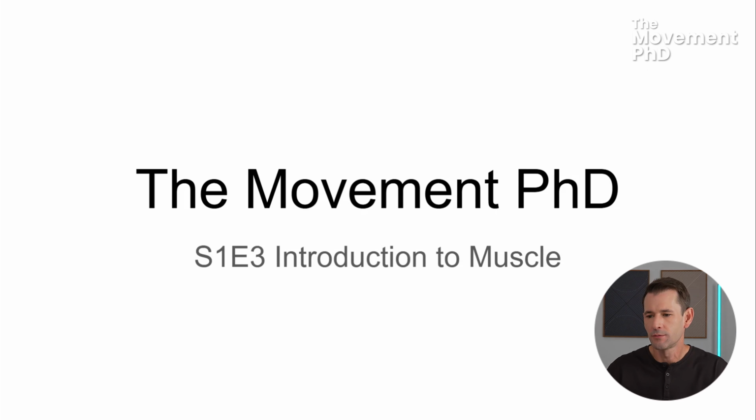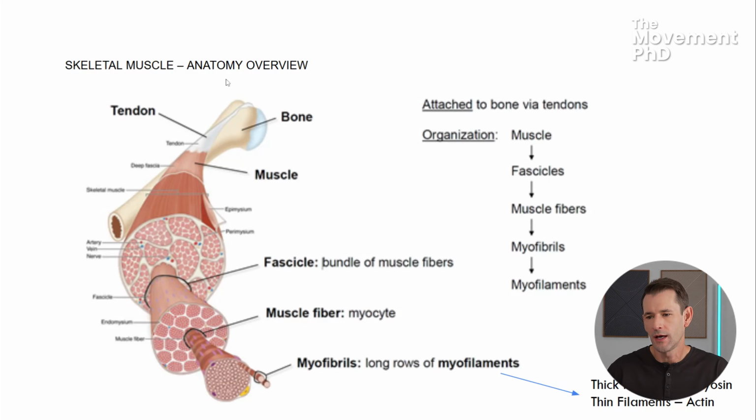Now that we have our slides pulled up, let's get started with Season 1, Episode 3, Introduction to Muscle. Let's start with an anatomy overview of skeletal muscle. Muscle is attached to bone via tendon, and that intersection between the muscle and the tendon is the musculotendinous junction.